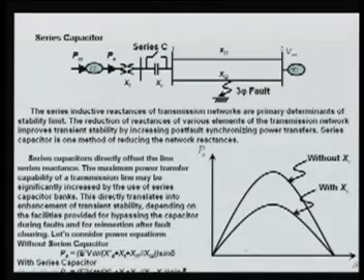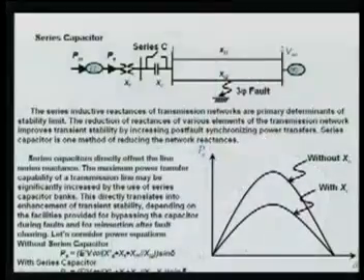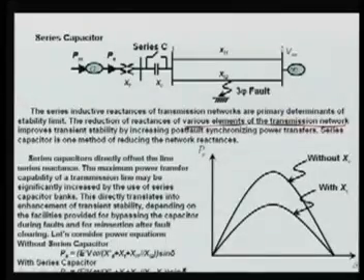Now see your series capacitor. Using a series capacitor, we can also improve the stability margin of the system. Your system will be more stable if you are using a series capacitor, or series compensated lines. The series inductive reactances of transmission line networks are primarily determinants of the stability limit, because we have added this X. The reduction of reactances of various elements of a transmission network improves the transient stability by increasing the post-fault synchronizing power transfer. The series capacitor is one method of reducing the network reactance.